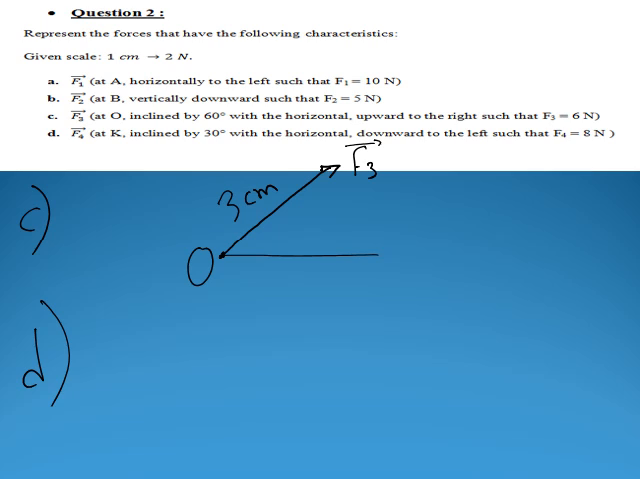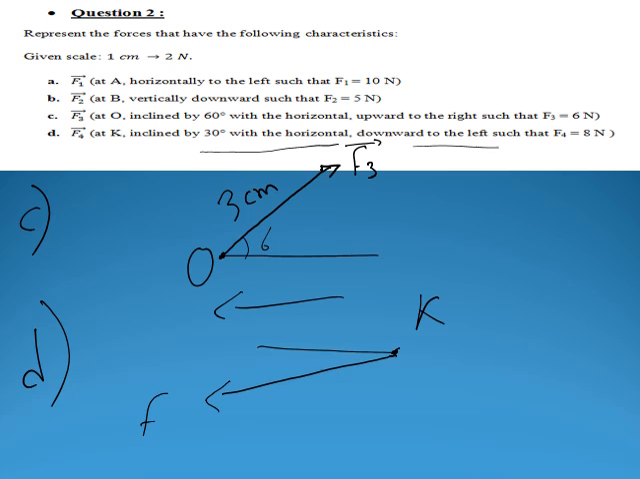Going to part D, inclined by 30. This is point K, let's say. This is K. Inclined by 30 degrees with the horizontal, downward to the left. This is the horizontal. Downward to the left, so it should move in this direction. This is the left. Okay, downward to the left, such that F4 equals 80 newtons, so it should be 4 centimeters. You have to put a protractor here and measure 30 degrees, and this is 30 degrees. This is F4 with a value of 4 centimeters.